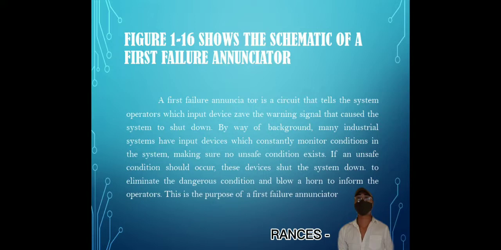Many industrial systems have input devices which constantly monitor conditions in the system, making sure no unsafe condition exists. If an unsafe condition should occur, this device should shut the system down to eliminate the dangerous condition, and blow a horn to inform the operator. This is the purpose of the first failure annunciator.